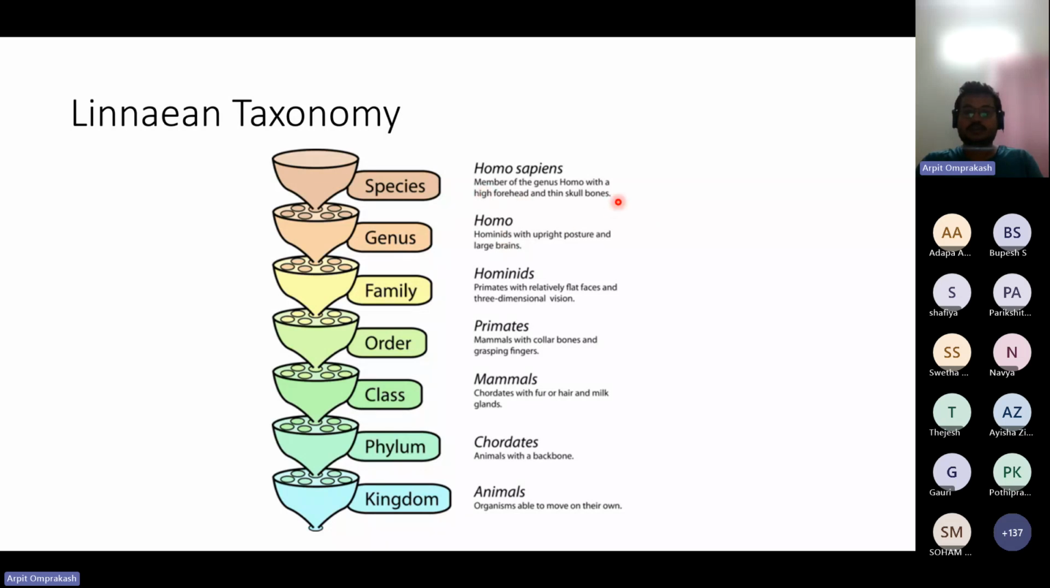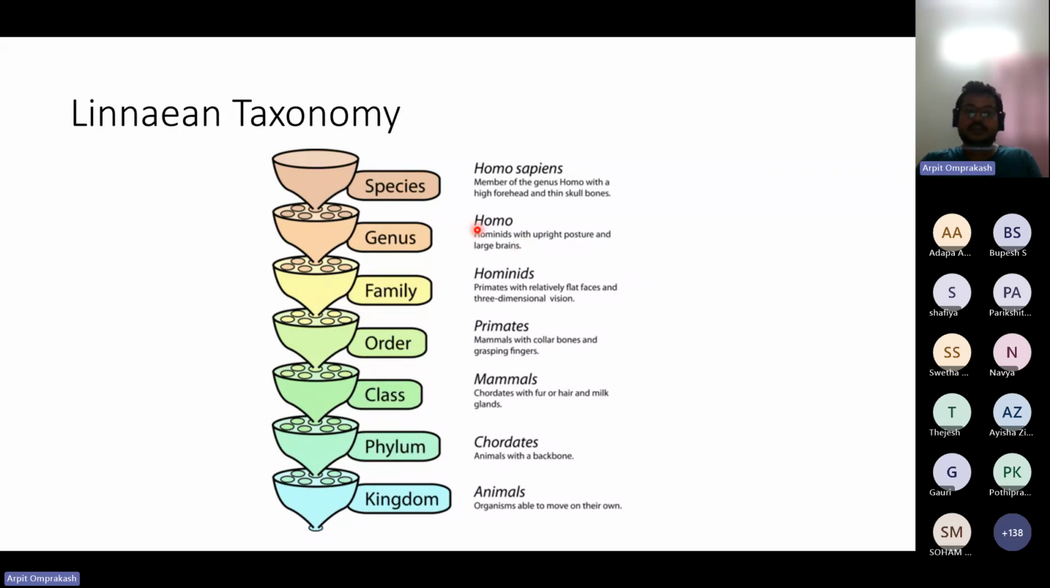So, for example, this feature, high forehead and thin skull bones, is what distinguishes us from all the other species that are present in the genus Homo. But all the other species present in the genus Homo, such as the great apes, chimpanzees and all, are hominids that have upright posture and large brains.